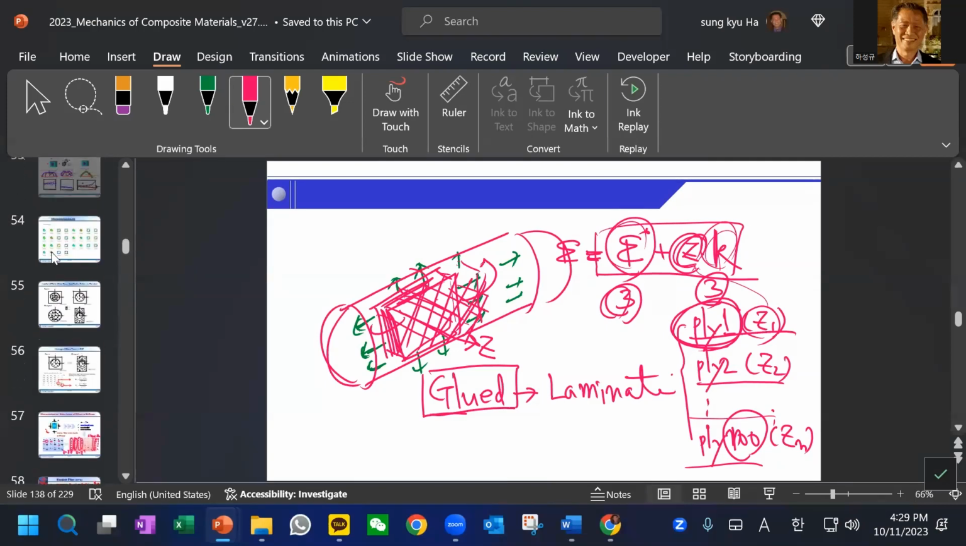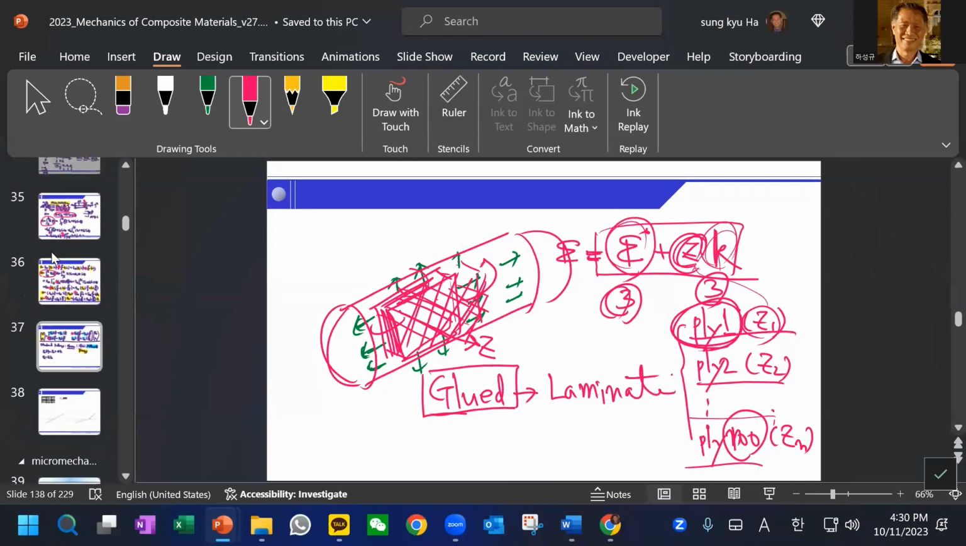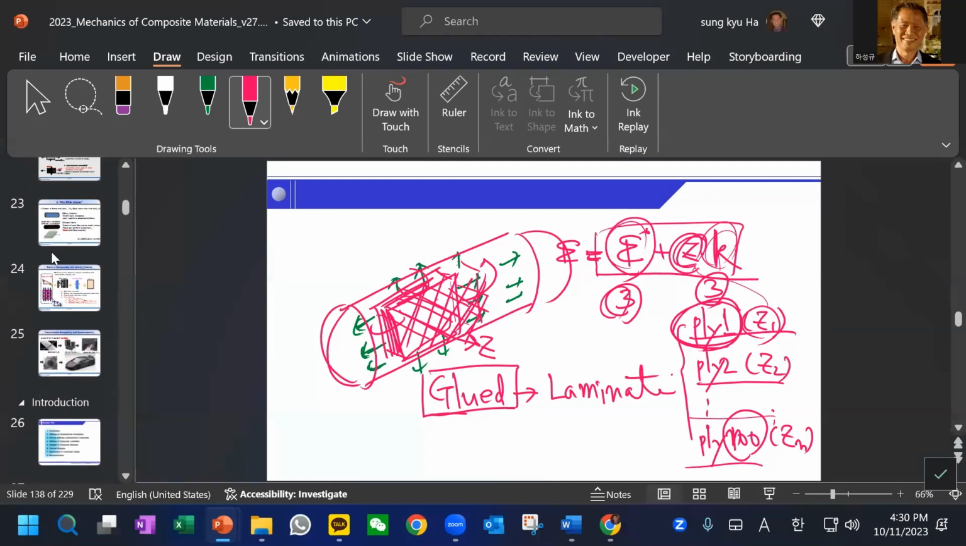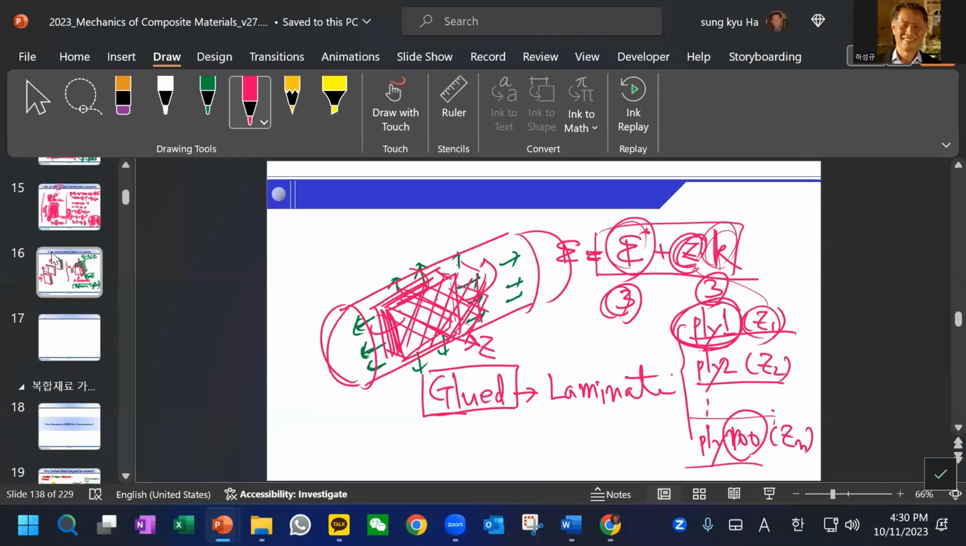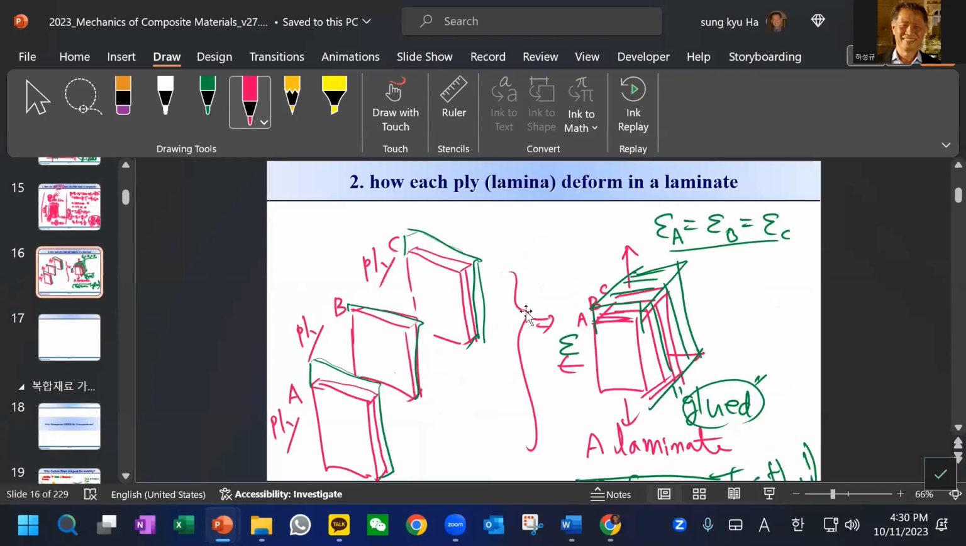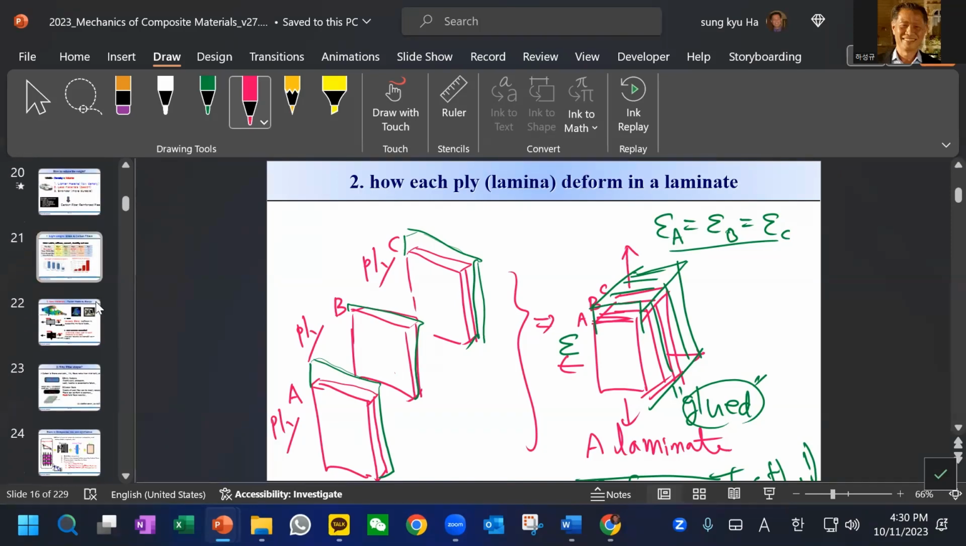So each ply they deform together. Okay, that is the most... Okay. So this one, each ply they glue together, so they deform together, and in plane. And then I didn't say the curvature, but the curvature. So this is the most important. I mean, sounds obvious, but the most important point in the composite materials.